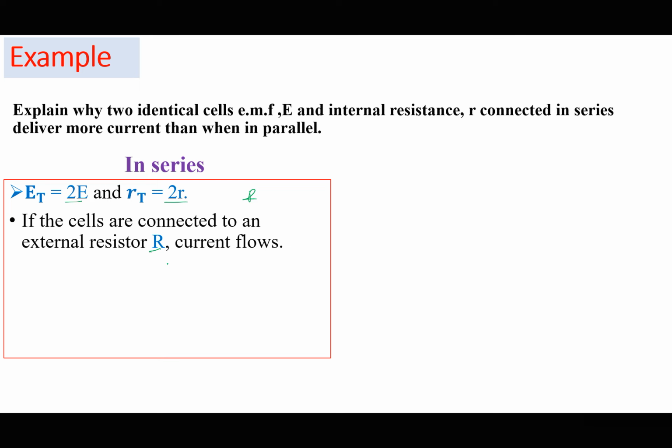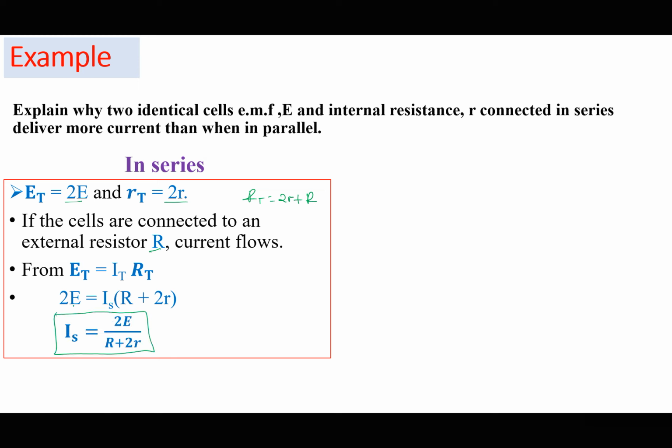Then a current flows, of course, and from EMF equals total current times total resistance. Remember, the EMF is twice E. Total resistance, R total, is going to be 2R plus capital R. So twice E equals IS times that total resistance, where IS stands for the current if it is in series. And when I make IS the subject, this is what I have: twice E over R plus 2R.